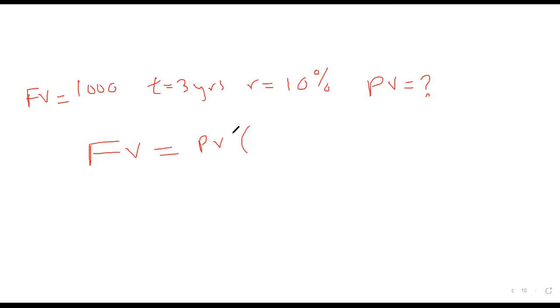So in the event that you are being asked to compute the present value, how much must you deposit now to earn an amount of 1,000 after 3 years if the interest rate is 10%? So we know this formula here.